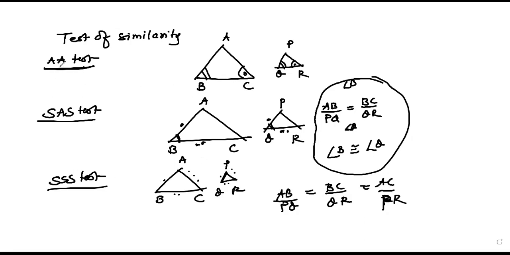So usually these are the three tests of similarity we'll be using. In 80% of the sums, we will be using AA test, 15% of the sums will be using SAS, and hardly 5% of the sums will be where we use SSS test. Okay, very simple, children. I hope people understand. You should know this to understand the next theorem you are going to learn.